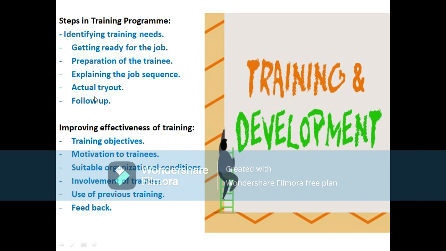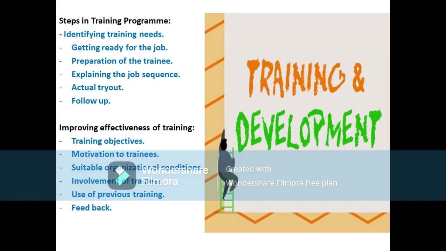And coming to another one, actual tryout, okay. So the trainee is asked to do the job himself and repeat it a number of times. So the trainer watches the actual performance of the trainees, okay, and points out the mistakes. Why does the trainer ask the trainee to do the job himself? In order to see any flaws in the job, okay. So if there are any flaws, definitely he will point out those mistakes, okay. Why? Because in order to rectify those wrong steps, okay.